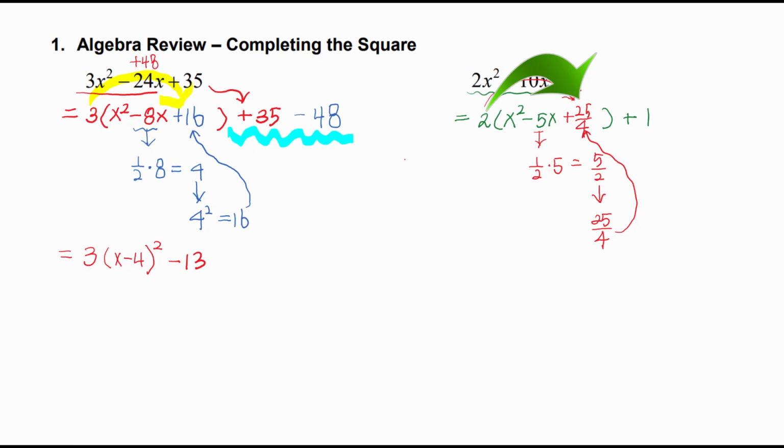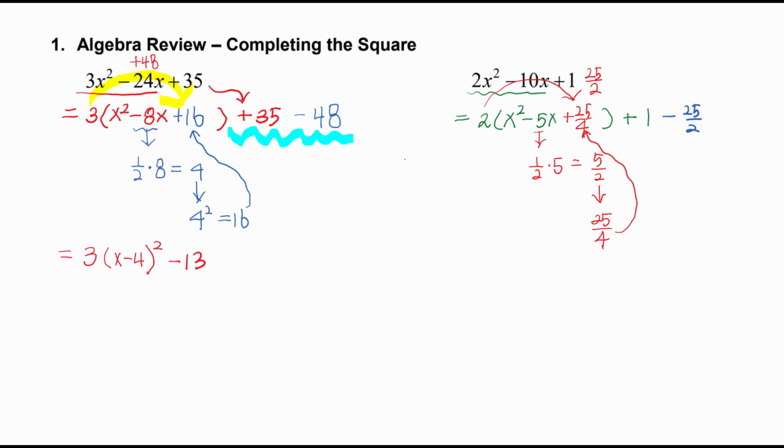So what I really created is 2 times 25 over 4, which is 25 over 2, since 2 and 4 cancel. Since I created a positive 25 over 2 that wasn't there before, I need to subtract that amount from outside of the parentheses so that it is the effect of adding 0 to the expression.